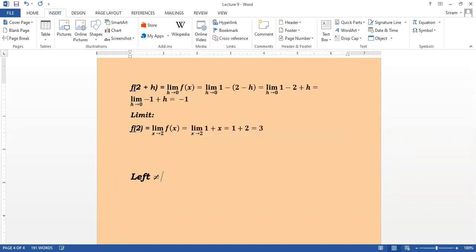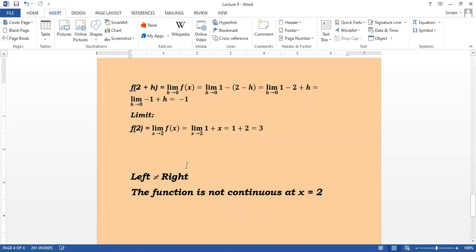Here, when we check, the left limit is not equal to the right limit, isn't it? Even if you write any one, it is enough: left limit is not equal to right limit. This is enough. So I can say the function is not continuous, or discontinuous. Both are the same. Discontinuous or not continuous at x equal to 2.